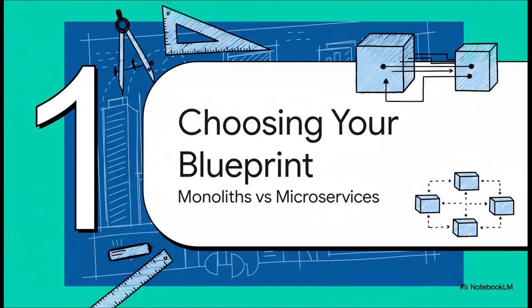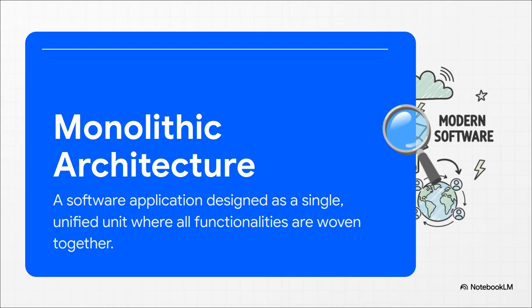Okay, so every great project starts with a blueprint. In the software world, that means choosing an architecture. It's kind of like deciding at the very beginning: are we going to build one massive, all-in-one skyscraper, or a sprawling city of smaller, more specialized buildings? So, first up is the monolith. Just think of a single giant skyscraper that has absolutely everything inside. Offices, apartments, shops, the whole shebang, all in one structure.